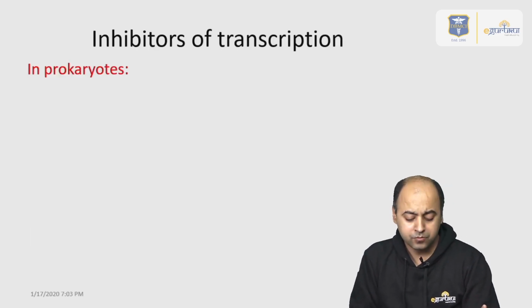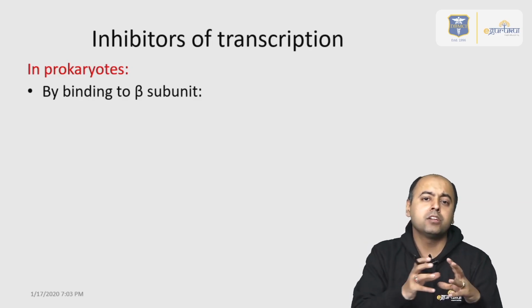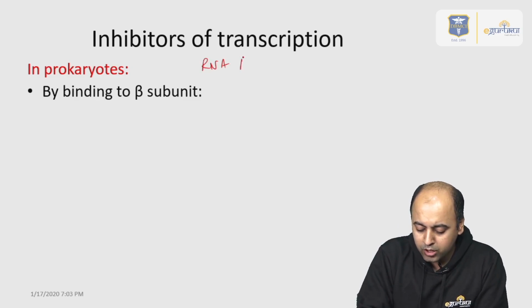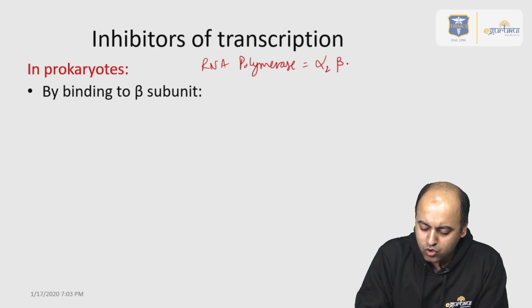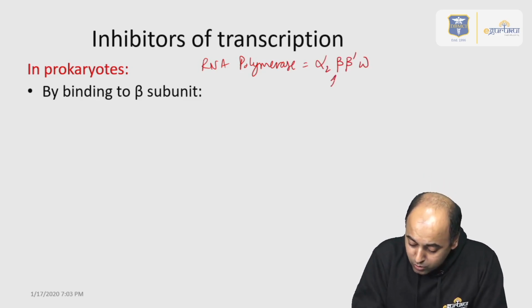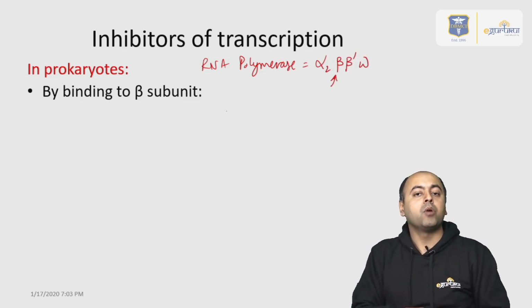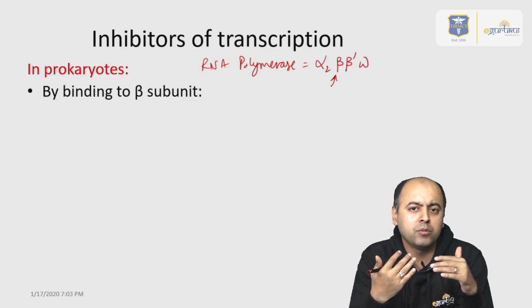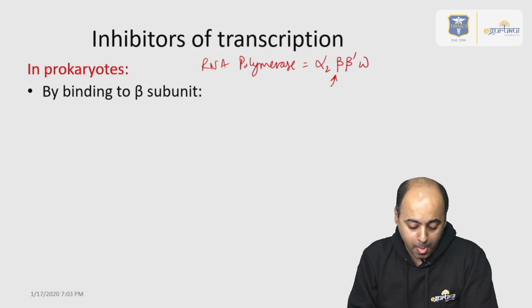In prokaryotes, some inhibitors will bind with the beta subunit of the RNA polymerase. In prokaryotes, the RNA polymerase commonly has 5 subunits: 2 copies of alpha, 2 copies of beta known as beta and beta dash, and the omega. So these molecules are binding to the beta subunit, resulting in prevention of the polymerase from attaching to the DNA.